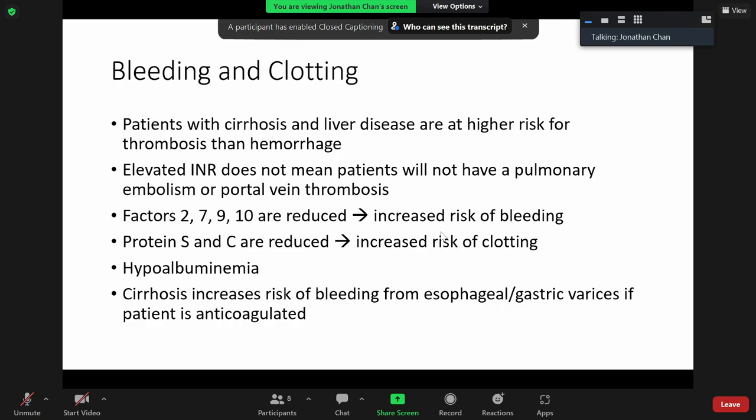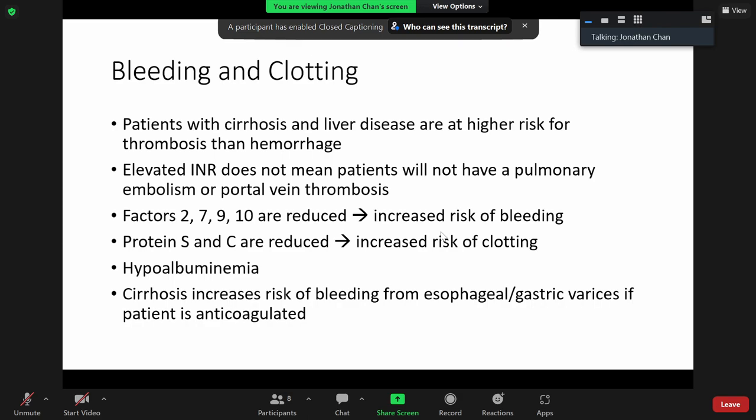So for example, when patients with liver failure have elevated INR, it doesn't mean they can't have a pulmonary embolism or a portal vein thrombosis. And the reason for that is because factors 2, 7, 9, and 10 are reduced, and that increases the risk of bleeding. However, proteins S and C are also reduced, which increases the risk of clotting.